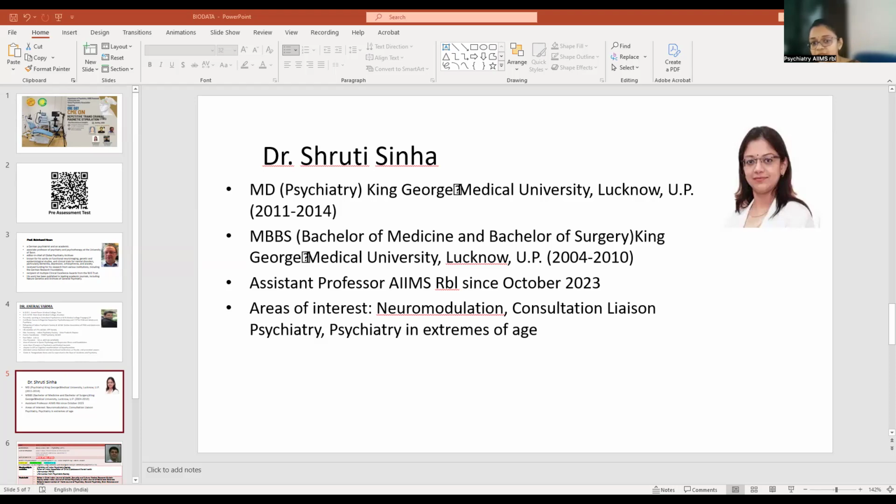So TMS is a non-invasive brain stimulation technique which uses electromagnetic induction.